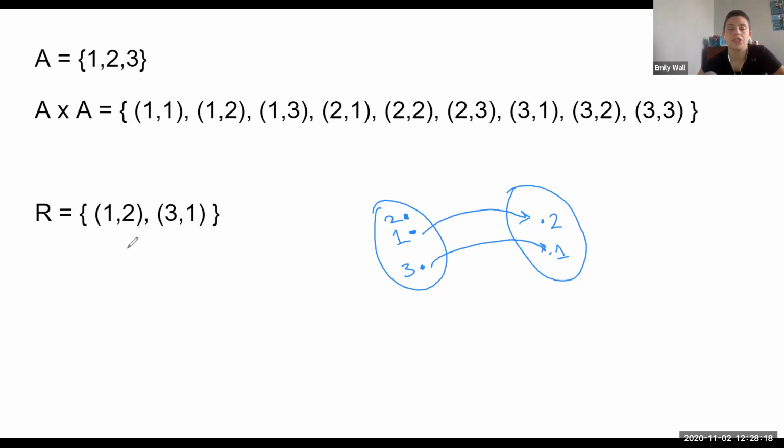But maybe I'm going to just add in the pair 2, 3 into R. I'll go draw it over here. Now, does it seem like a function? Sounds good to me. Everything in the domain has exactly 1. Every input has 1 output. And also we could say, oh, this function is 1-to-1.